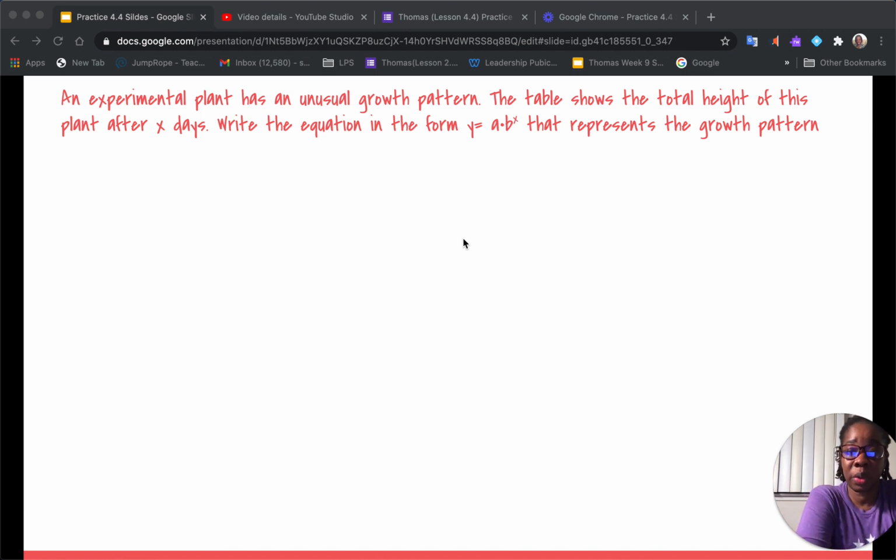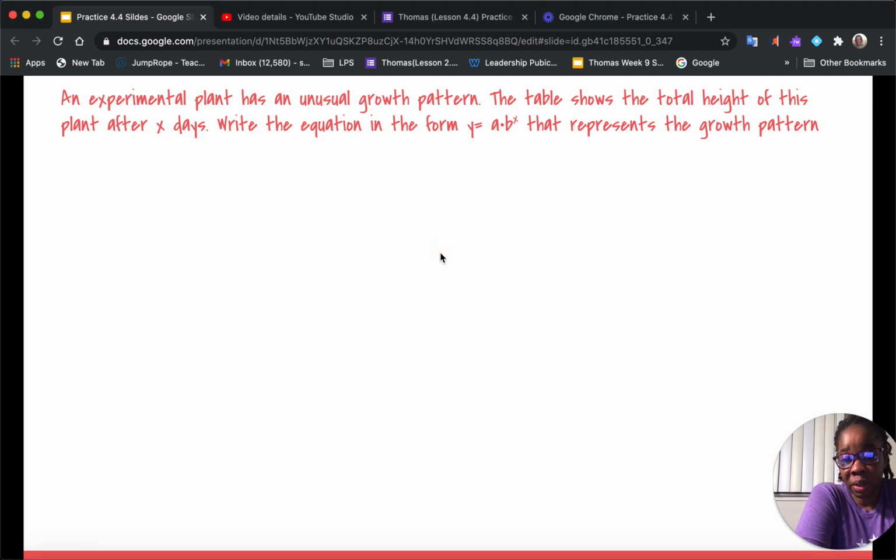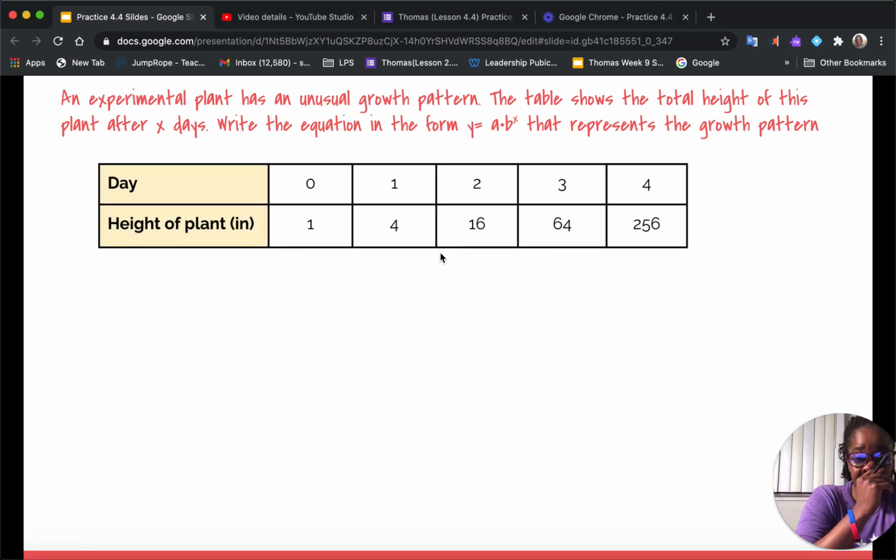All right, so here we go. Let's look at the table that represents the growth pattern. So here we have our table. At the start, the height was 1 inch. Then after day 1, it was 4 inches. Then that became 16 on the second day, 64 on the third day, 256 on the fourth day.